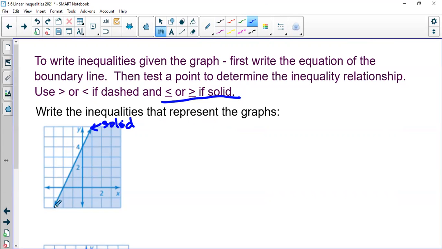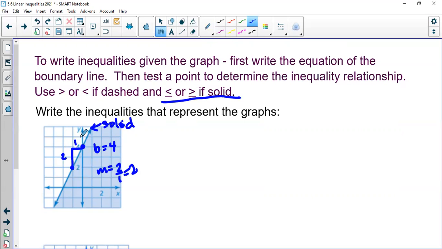So let's go ahead and just write this equation. So when we write this equation, we have a y-intercept of 4, so b is 4. And we have a slope. I'm just going to grab one other point here. We have a slope of 2 over 1, or 2. So rise 2, change in y is 2, change in x is 1.